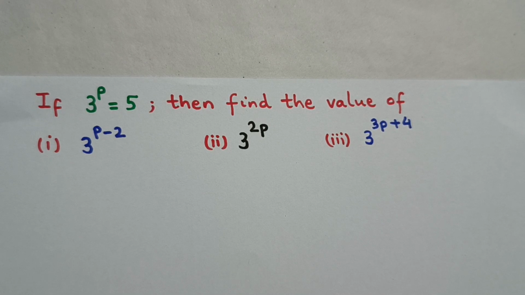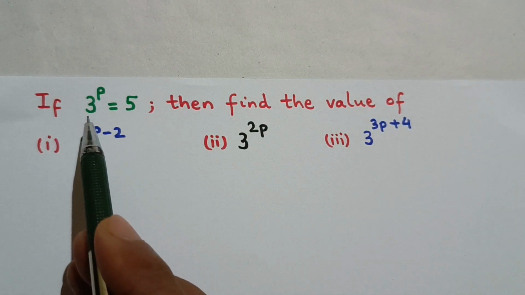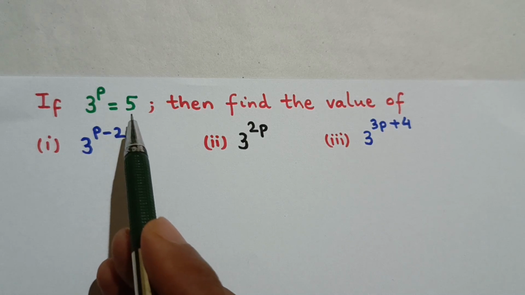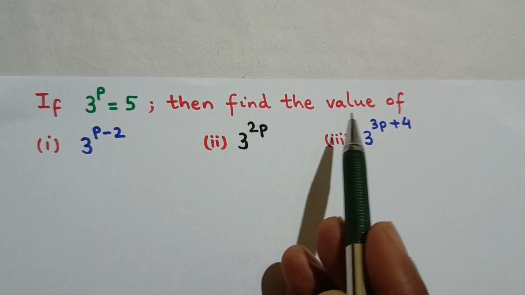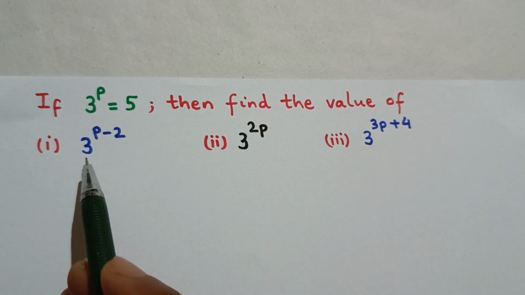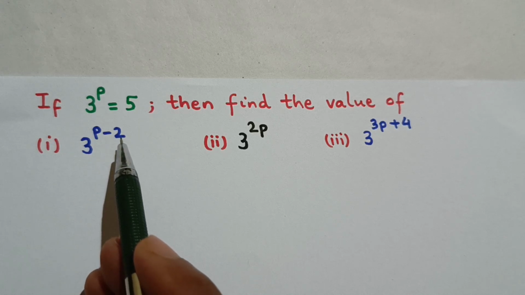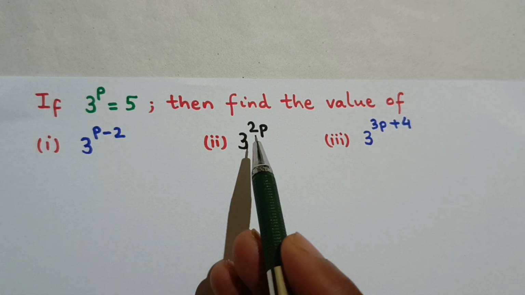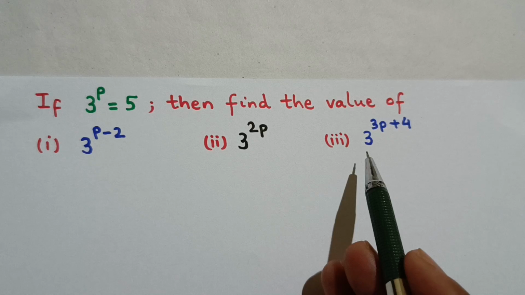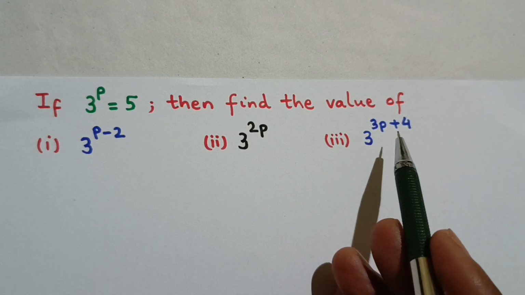Welcome. In this video I am going to solve this particular question. So first let us read this question. If 3 to the power p is equal to 5, then find the value of 3 to the power p minus 2, 3 to the power 2p and 3 to the power 3p plus 4.